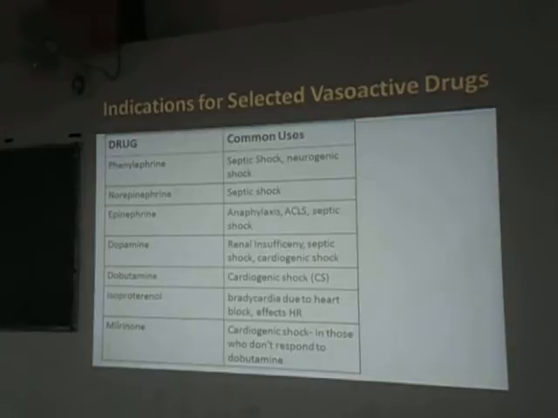So where these different types of drugs can be used. Phenylephrine in septic and neurogenic shock, norepinephrine in septic shock, epinephrine most commonly in anaphylaxis. Then dopamine in renal insufficiency and septic shock. Then dopamine, dobutamine in cardiogenic shock. Isoproterenol or isoprenaline, we can use it in bradycardia. Then milrinone for cardiogenic shock.